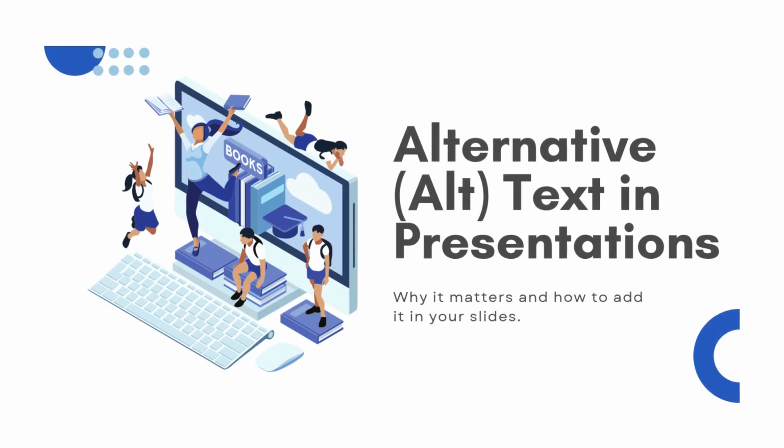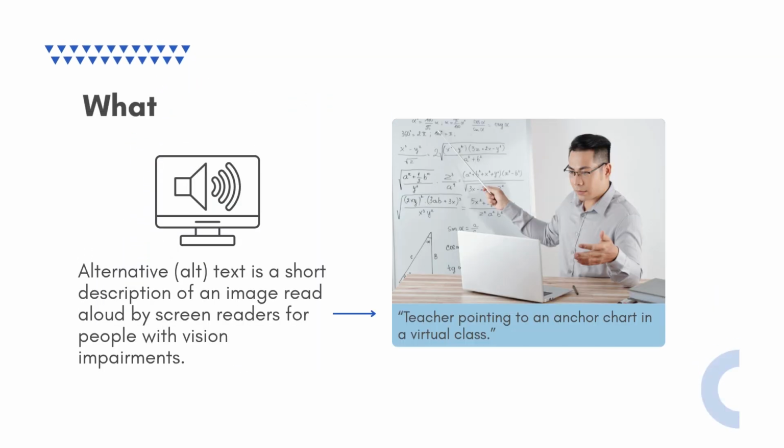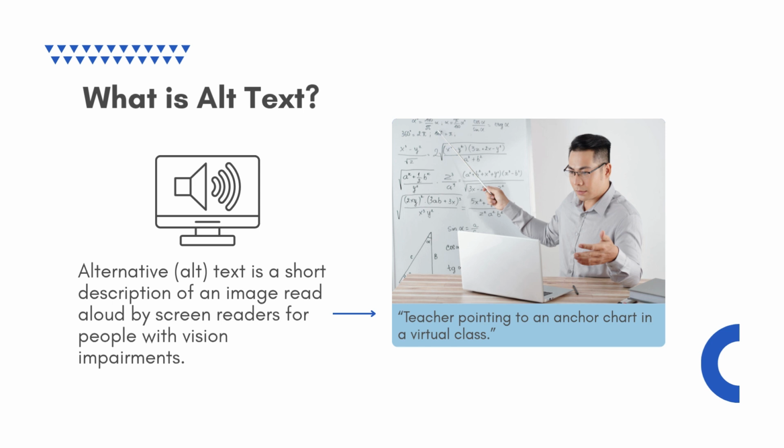Today you will explore alternative or alt text in presentations. You'll learn why it matters and how to add it in your slides. What is alt text? Alternative or alt text is a short description of an image that is read aloud by screen readers for people with vision impairments.